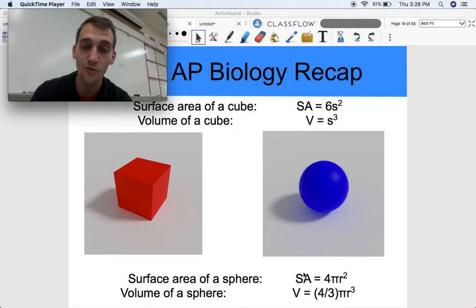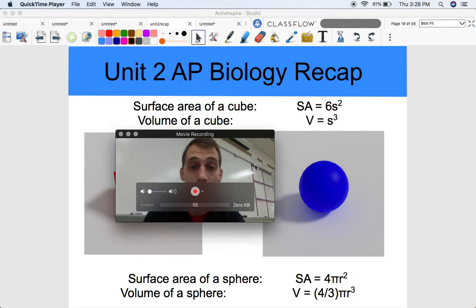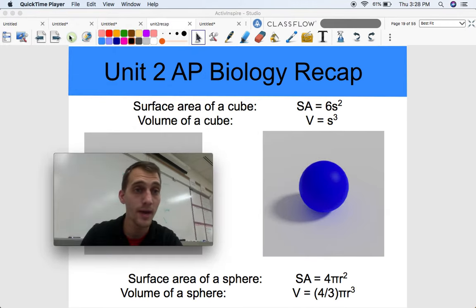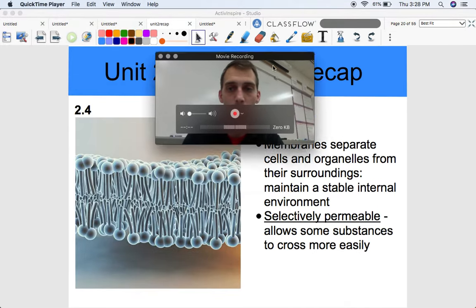Then for the sphere, surface area is 4 pi r squared, and volume of a sphere is 4/3 pi r cubed. Okay, and you're going to have to compare those once again to find the surface area to volume ratio. Again, not doing any practice problems right now because we got to keep moving. On to 2.4. Here we go.